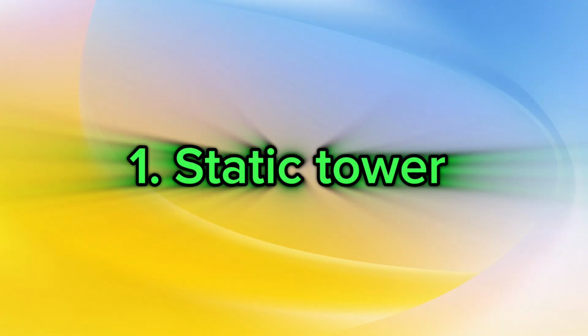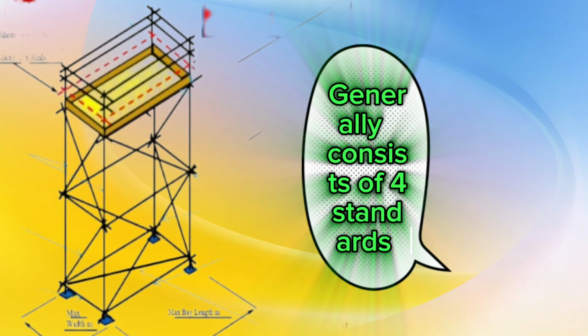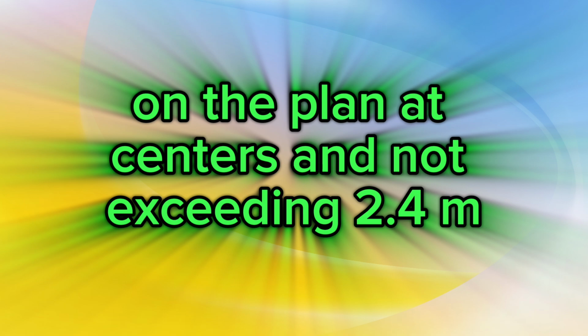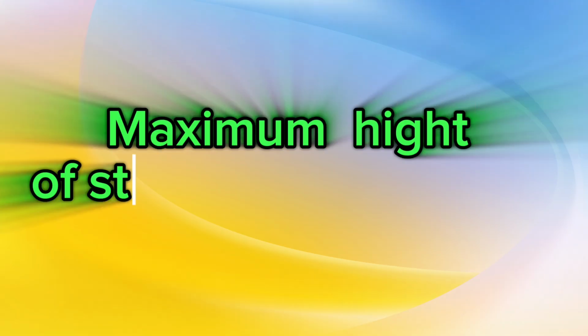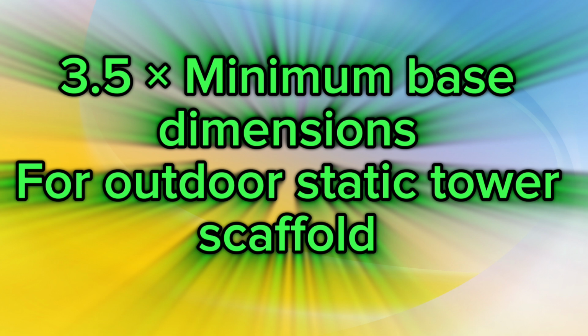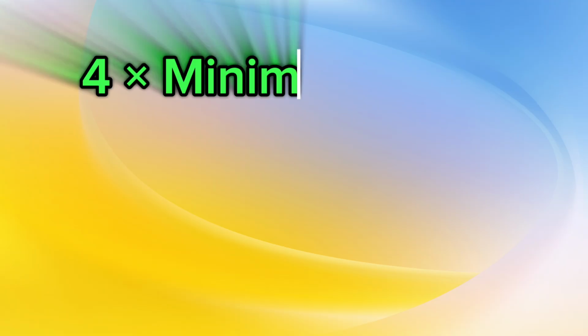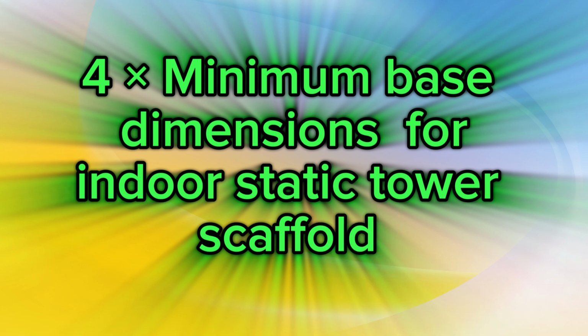Types of scaffolding. 1. Static tower. Generally consists of 4 standards on the plan at centers, not exceeding 0.4 meters. Maximum height of static tower scaffold: 3.5 times minimum base dimensions for outdoor static tower scaffold, 4 times minimum base dimensions for indoor static tower scaffold.